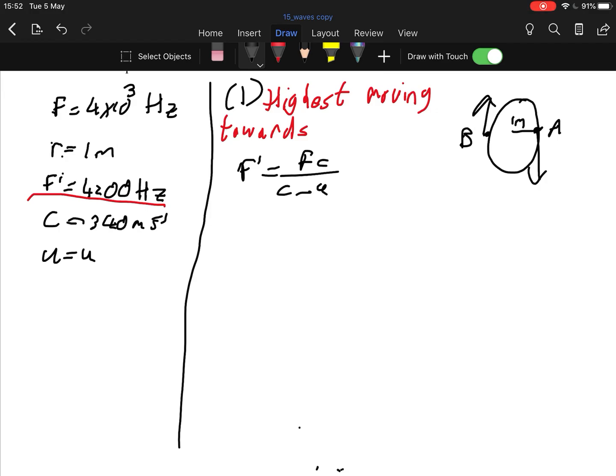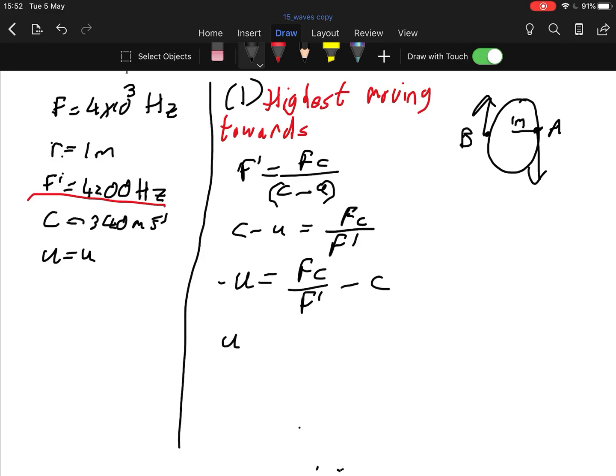Some people like to put in all their values and then rearrange to find U. I like to rearrange first, but a word of caution here. C minus U equals FC over F dash. Oh, rub that out, that didn't come out right at all. Hold on a minute, I think I did that wrong. If I multiply across by C minus U and divide across by F dash, that leaves me with C minus U, and then I bring the C over. It should work out. U equals C minus FC over F dash.